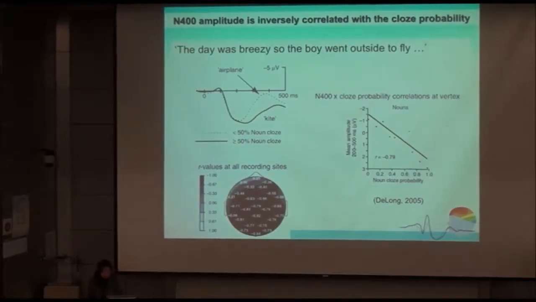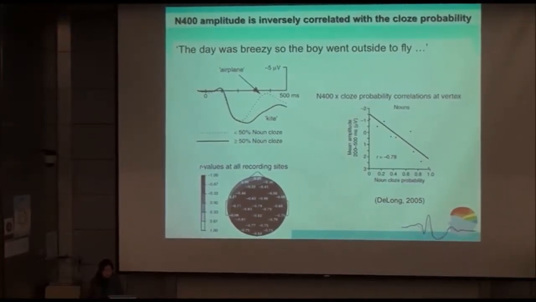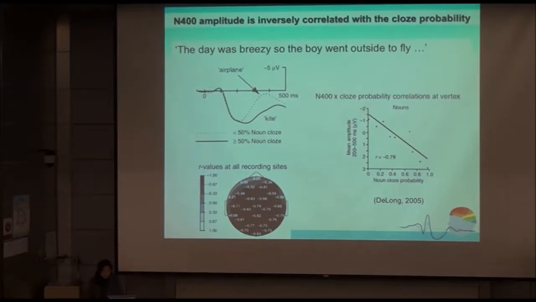A well-replicated finding in the ERP literature is that the N400 amplitude is inversely correlated with the Cloze probability. Here is a study by DeLong. In this study, they had a set of sentences with a wide range of Cloze probability of the ending words. They separated the sentences into two categories. In one, the ending word has a higher Cloze probability, and in the other, a lower Cloze probability. And they replicated this typical finding: the ending word with low Cloze probability would elicit a greater N400.